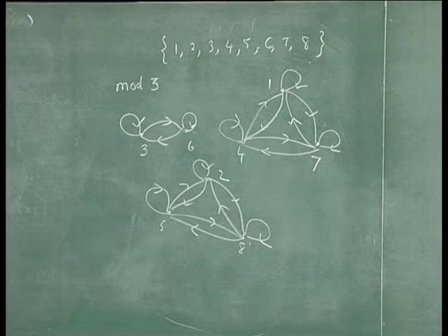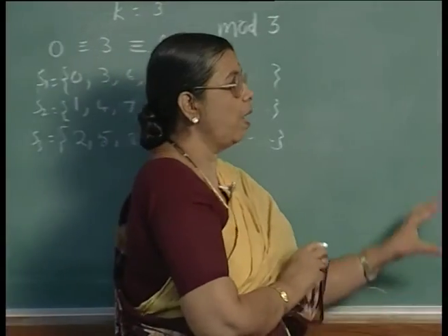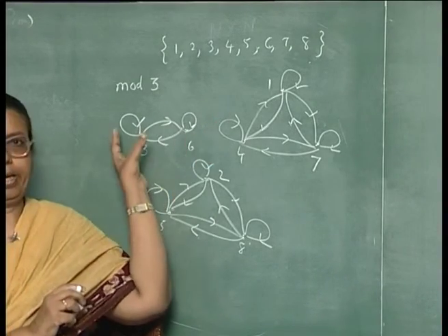Now, you can very easily see that this digraph has 3 components and each one is a complete digraph. Each component is a complete digraph.